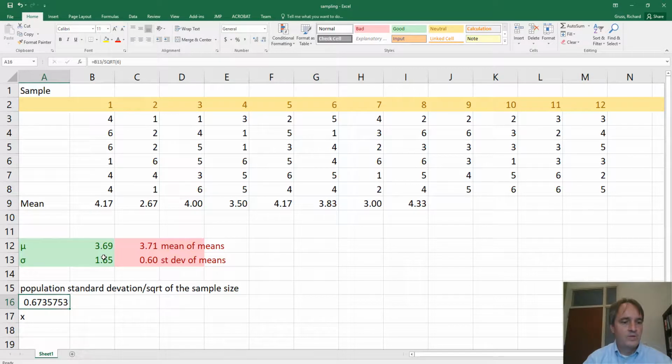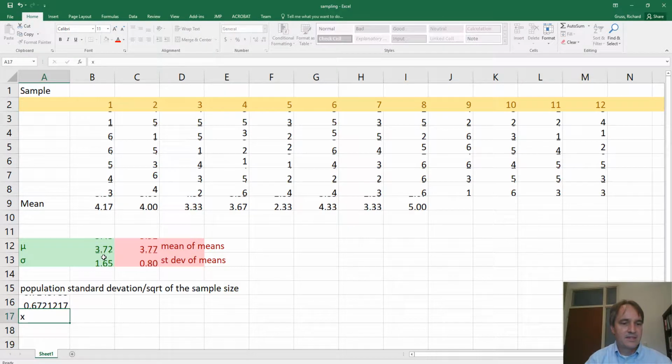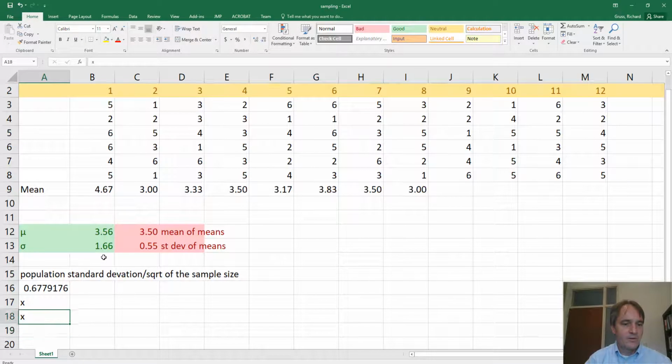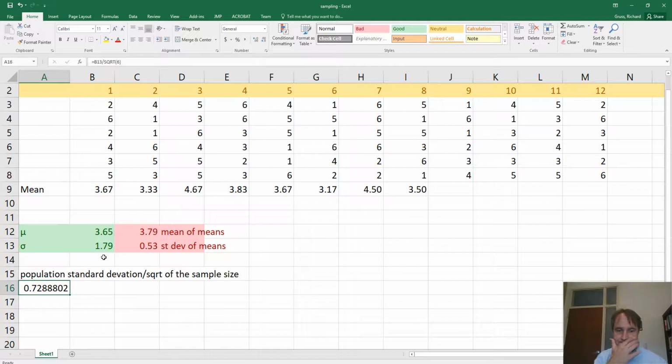Now notice that this number is fairly close to this number. So the standard deviation of the means turns out to be approximately equal to the population standard deviation divided by the square root of the sample size. And let's just keep doing this. We see that sometimes it's higher, sometimes it's lower, but these numbers appear to have some kind of a relationship.